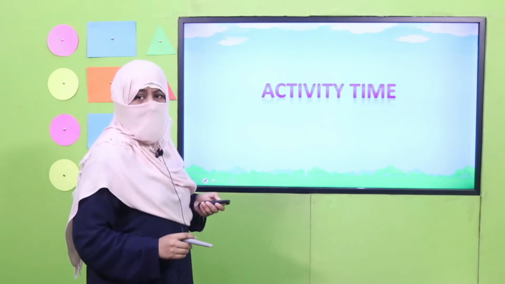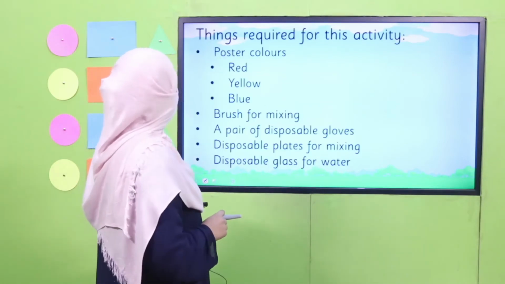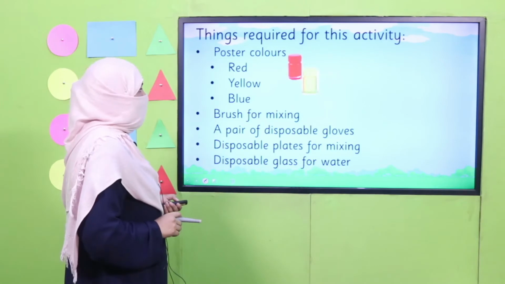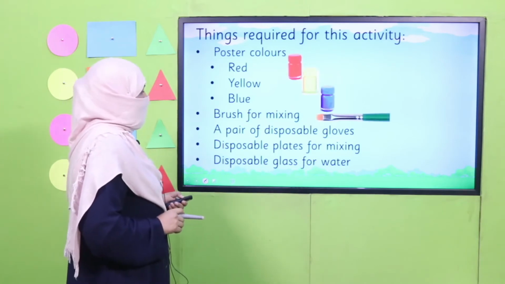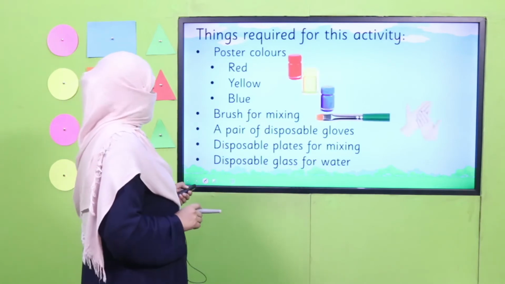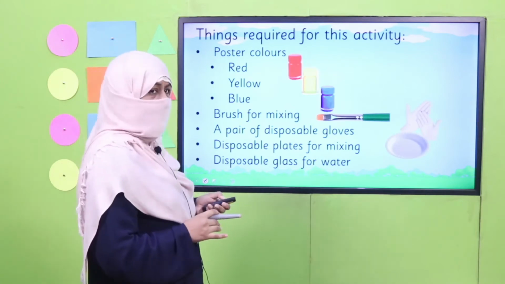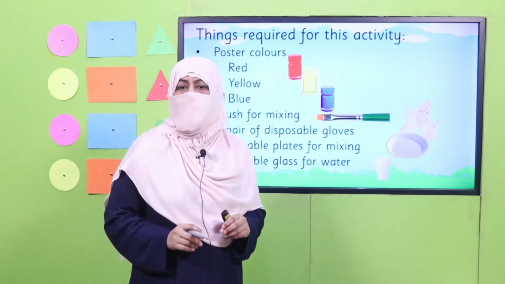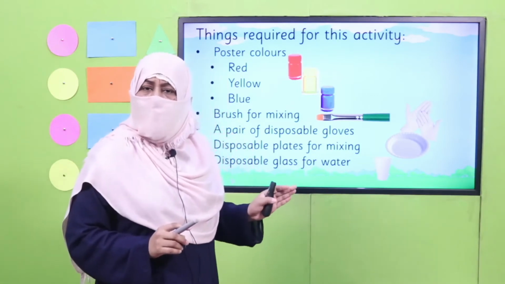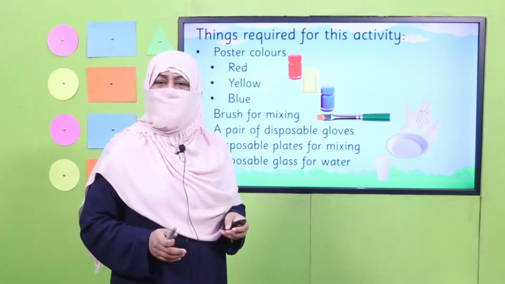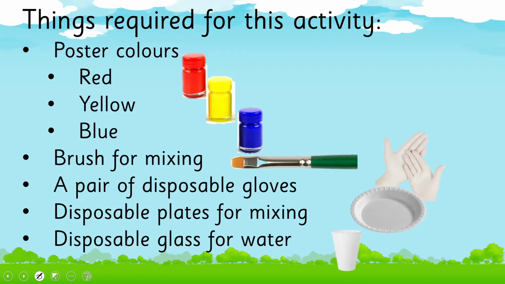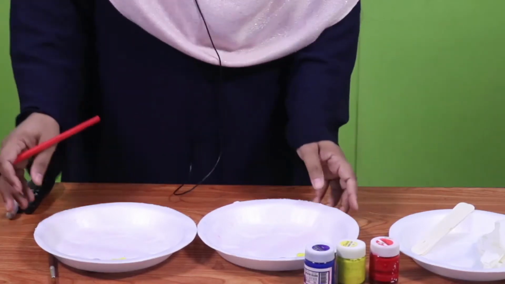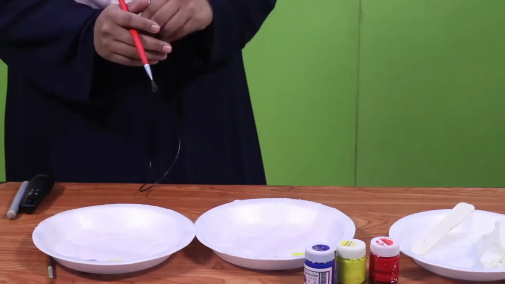It's activity time. Again, the things we need: poster colors of primary shades, a mixing brush, a pair of gloves, a disposable plate for mixing the colors, and water for use. So I'm going to arrange this stuff. You also arrange your stuff, then we'll start this activity. Yes, my dear children, I have arranged my stuff. I hope you have also arranged.